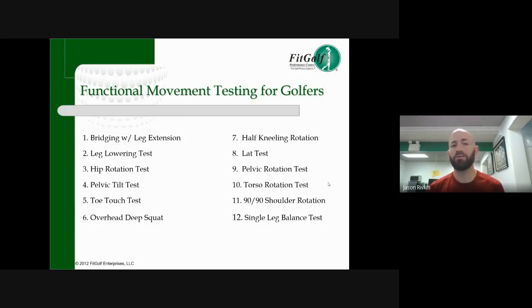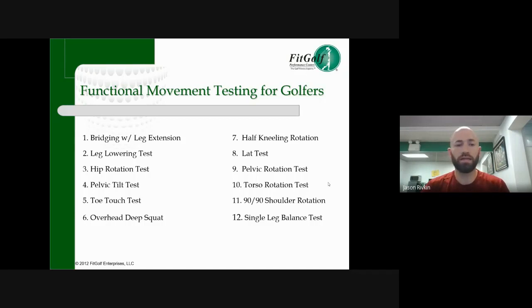So we have that conversation with every golfer that we work with, and the foundation of all these programs that we go through and all the goals that we set are really determined by this functional movement screen. All right. The few tests that he didn't put in there are the shoulder rotation test and the lat length test, which determine how the arms are going to work in the golf swing.